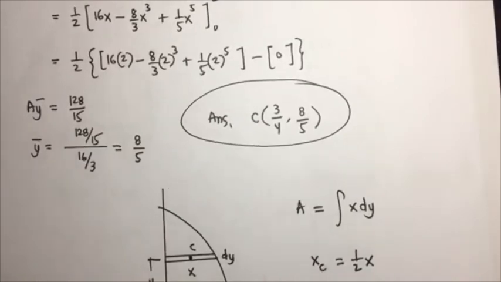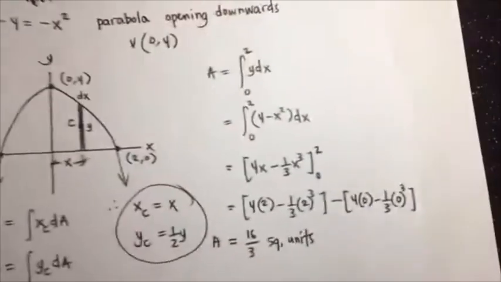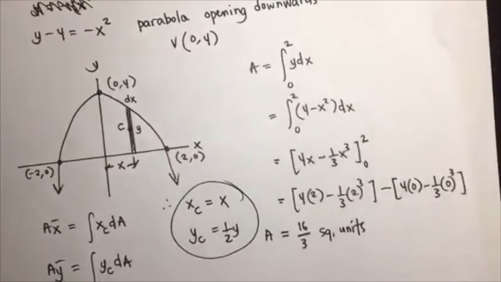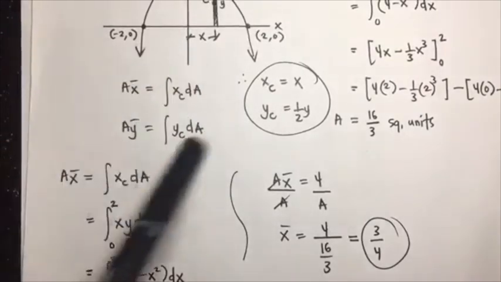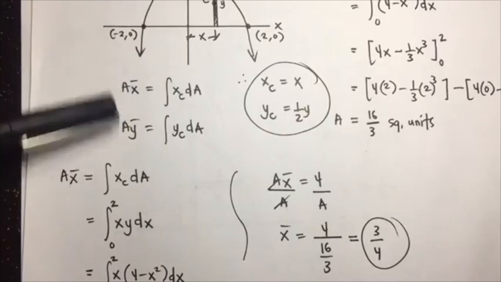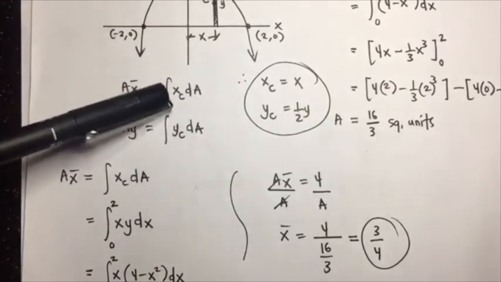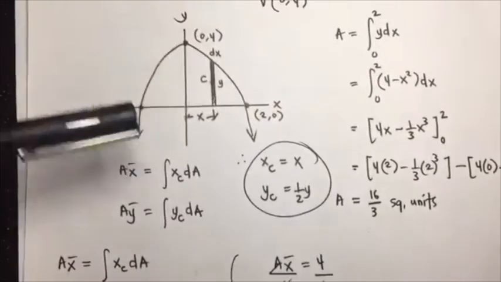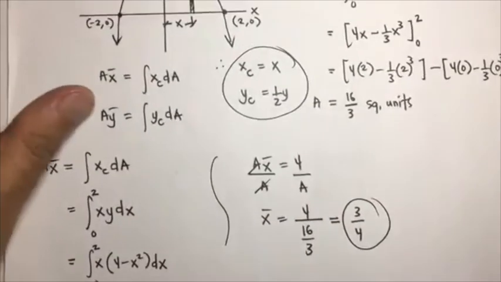Okay, so that's it. Basically all you need to remember are these two formulas. You have to first find the area of the curve, and then determine the appropriate xc and yc. Again, xc and yc are the coordinates of the centroid of the strip.